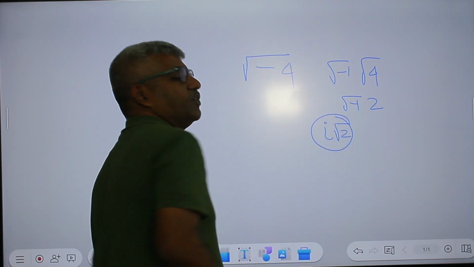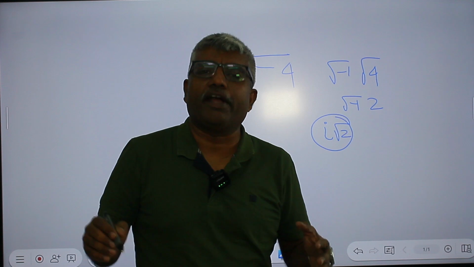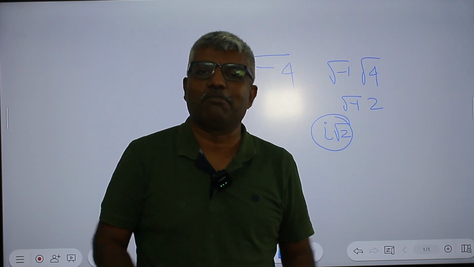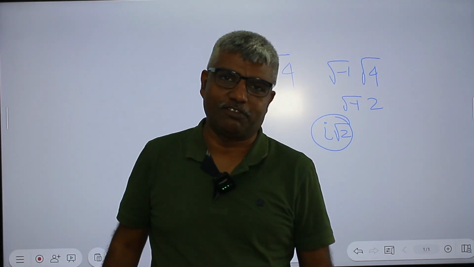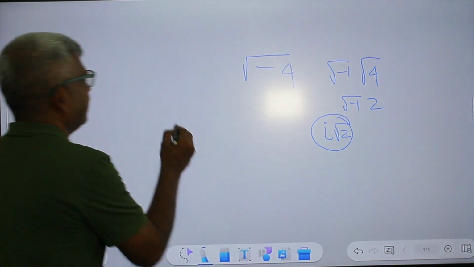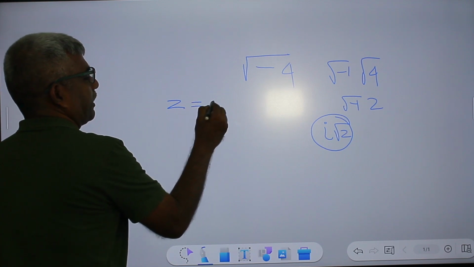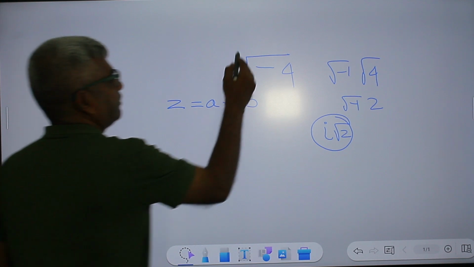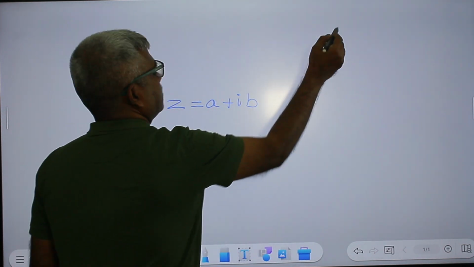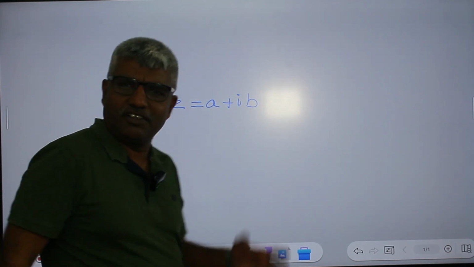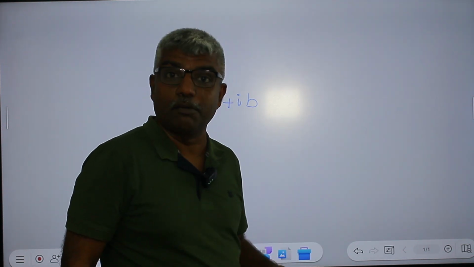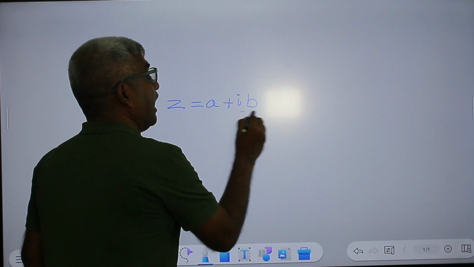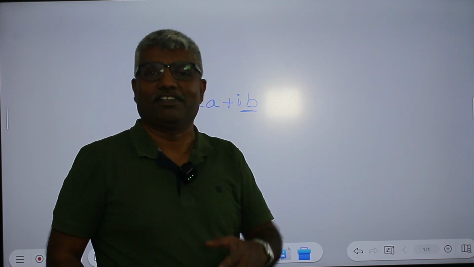Okay. So, we cannot find square root of any negative numbers, so that the i term is introduced, and the complex number is introduced. Okay. Now Z, a complex number, can be written as a plus ib. A is a real number, b is a real number, but ib is an imaginary number.